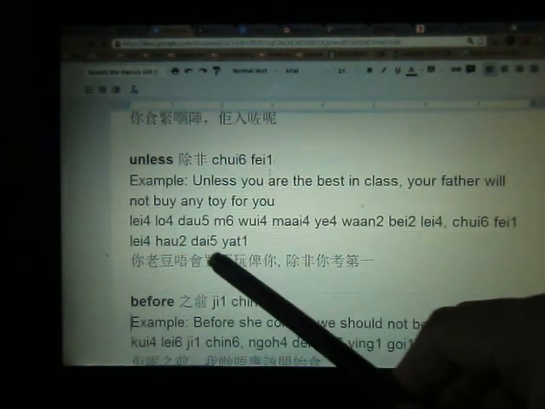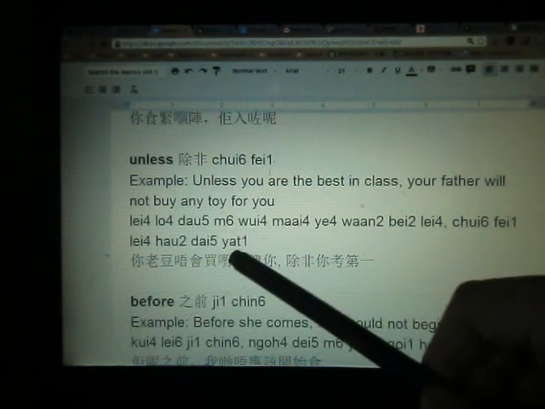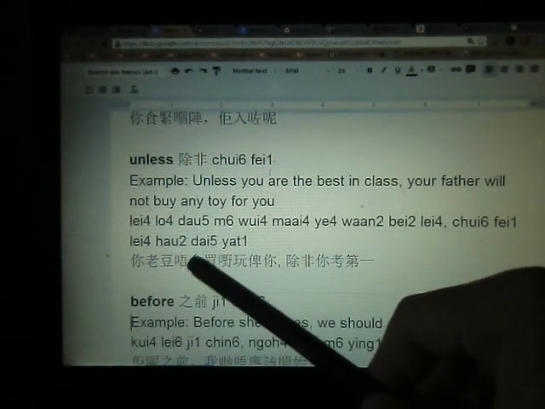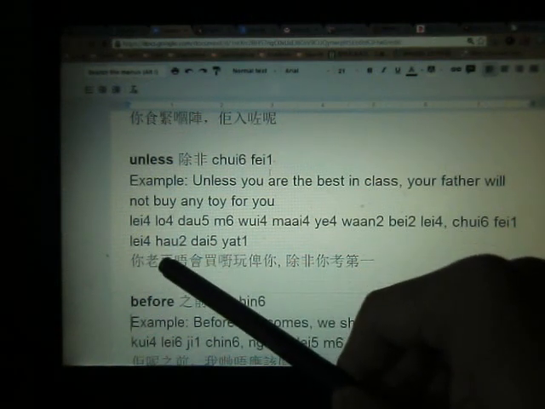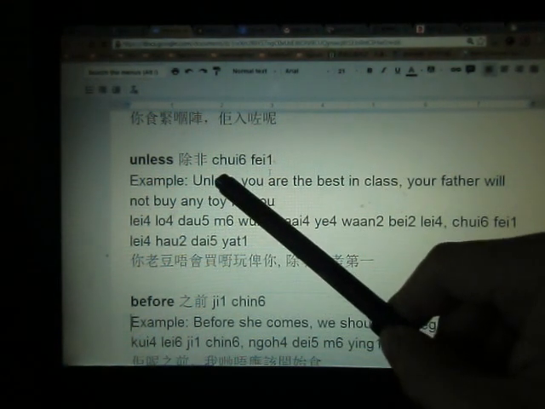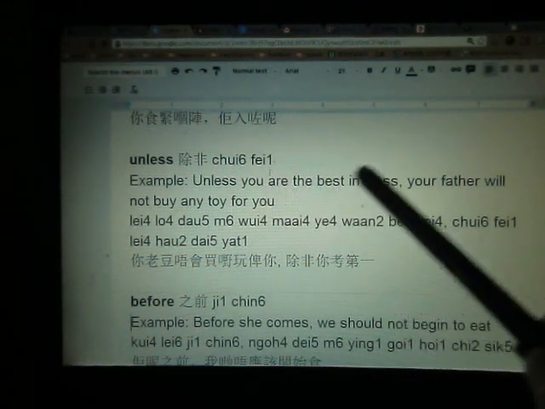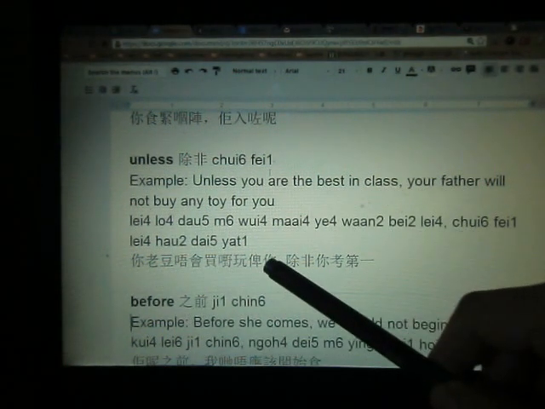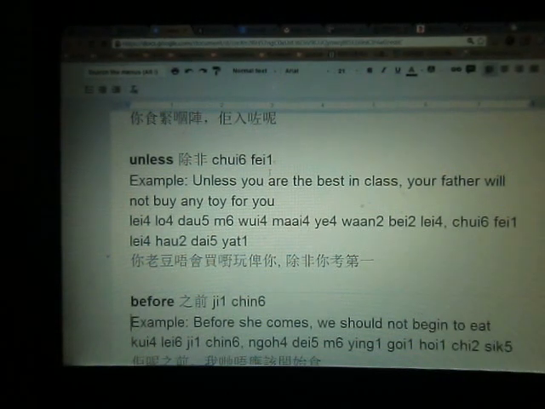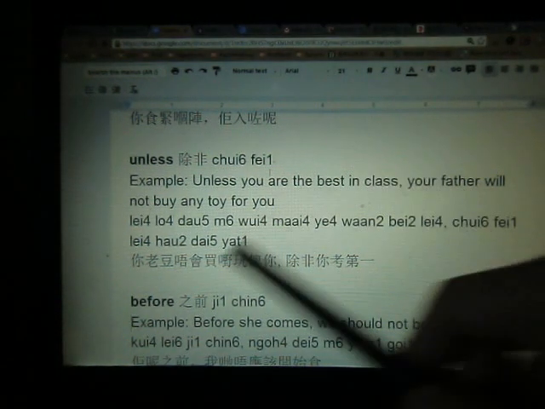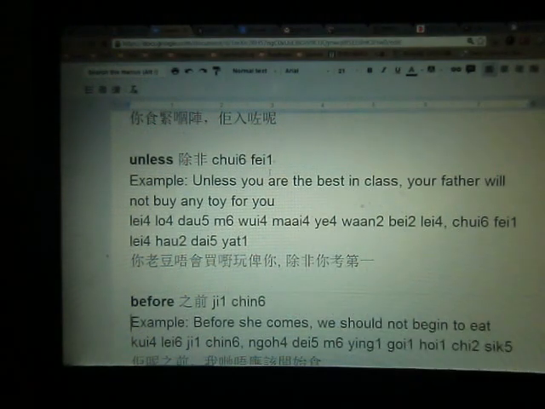你老豆唔會買嘢玩, buy toy. Toy is 嘢玩, for you, 俾你, give it to you. Right, 你老豆唔會買嘢玩俾你, your father will not buy toy for you. 除非, unless, 除非 you are the best in class, 你考第一, 考第一 means your exam result is number one. 你老豆唔會買嘢俾你玩, 除非你考第一. Okay, so can you reverse the order? 除非你考第一，你老豆唔會買嘢俾你玩, which is not that good. So it's much better for you to say 你老豆唔會買嘢俾你玩, 除非你考第一.